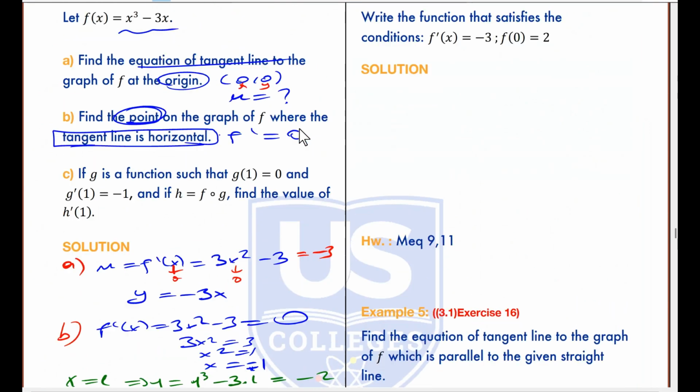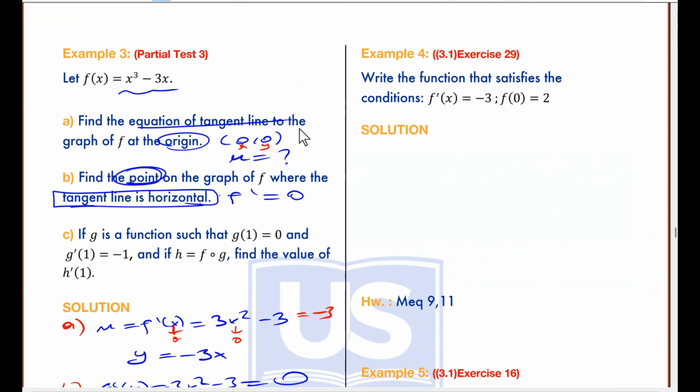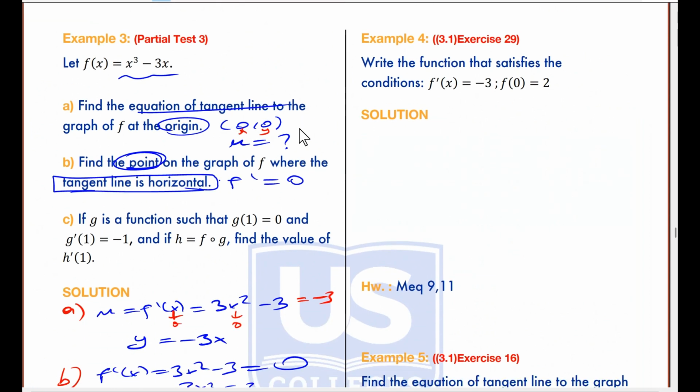So this is such a nice question. Another type of question that you may face, that's in the book, and there are similar questions. F prime of x is given, f of 0 is given. It's asking about writing the equation. So what does f of 0 equals 2 mean? It means it's a point. The x component in the point is 0, the y component is 2. So (0, 2) is the point.